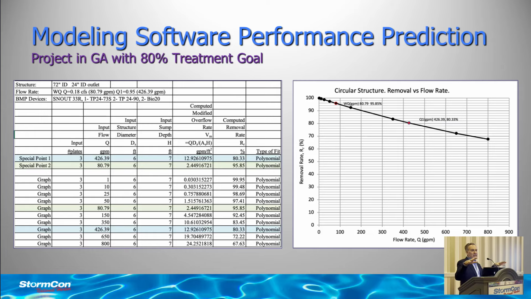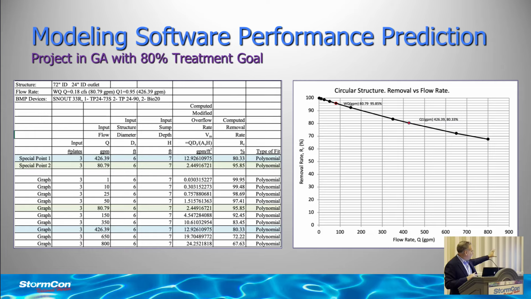I've had the conversation about how flow rates and models are changing so dramatically with the intensity of storms increasing. And we always try to over-design when we can, just to put a little safety factor in there. But what we figured out was we needed a 6-foot inside diameter structure with a 7-foot deep sump for that 1 year storm to give us a removal rate of 80.33%.